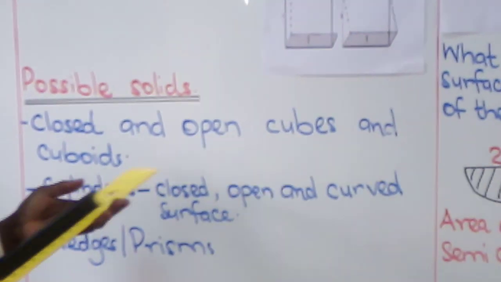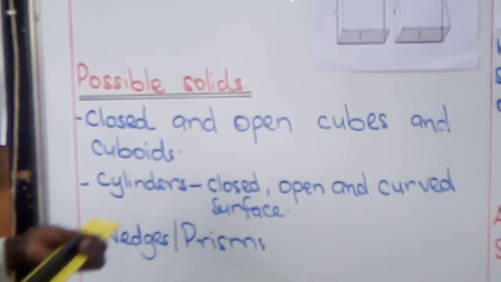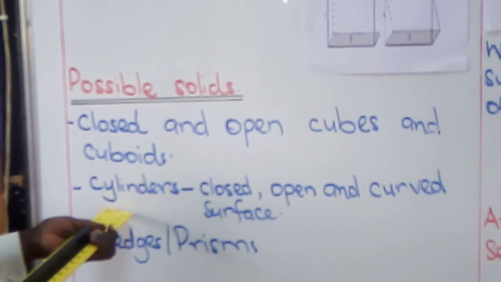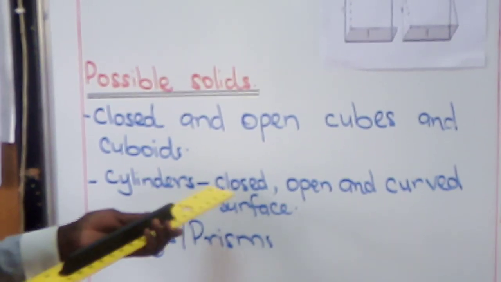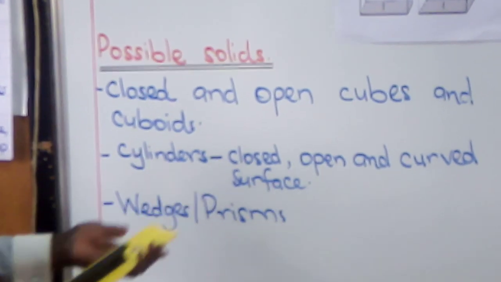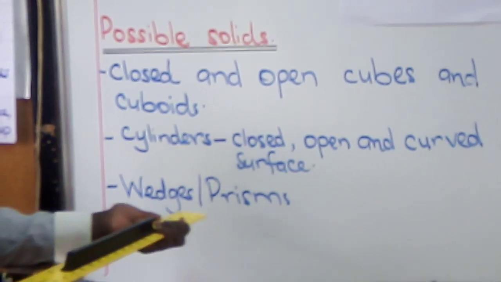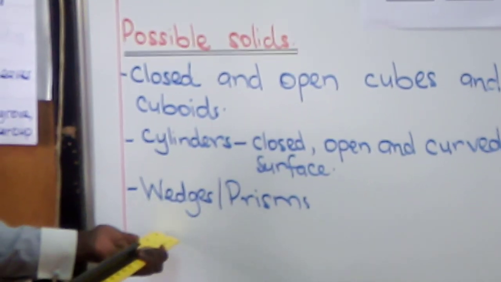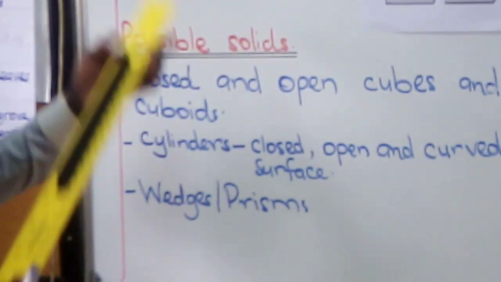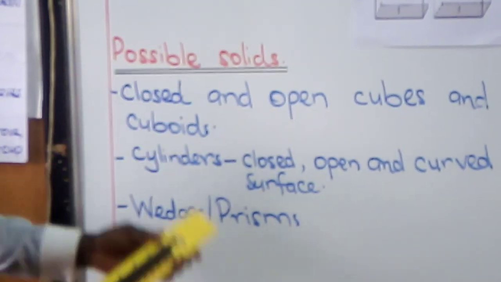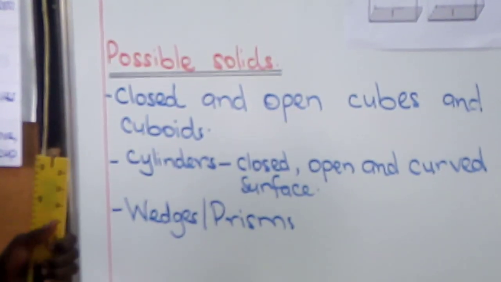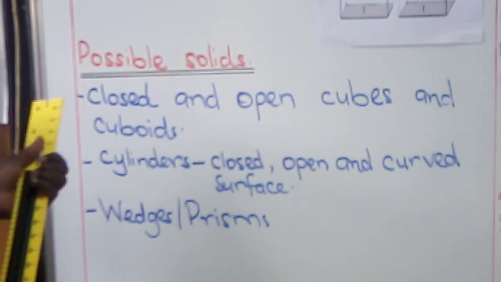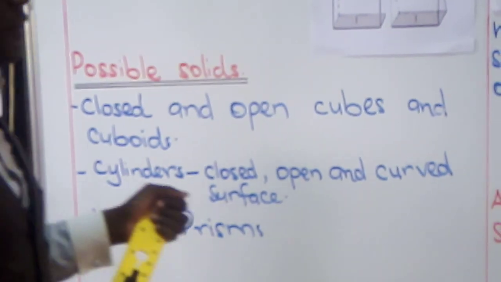Now, possible solids would be closed and open cubes and cuboids, cylinders, cylindrical containers, closed, open, and even curved surfaces. Then we have prisms or wedges. These are the solids, the shapes that we look at or calculate their surface area in primary. Now let's look at how to find surface area.